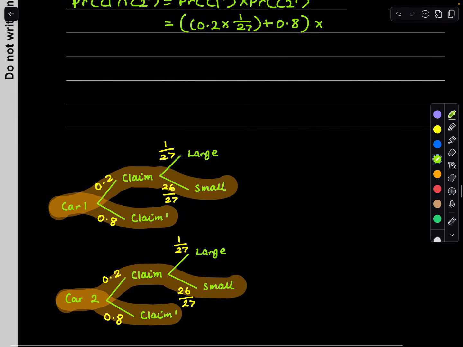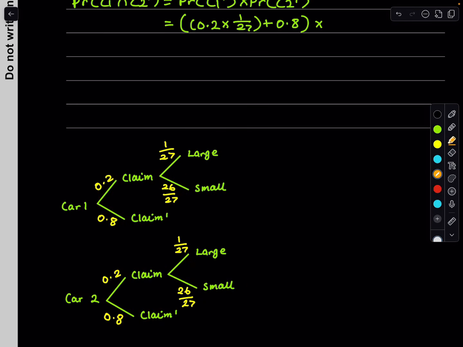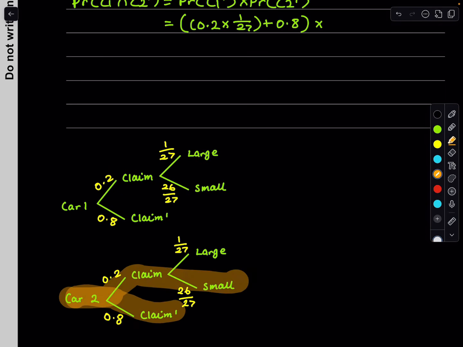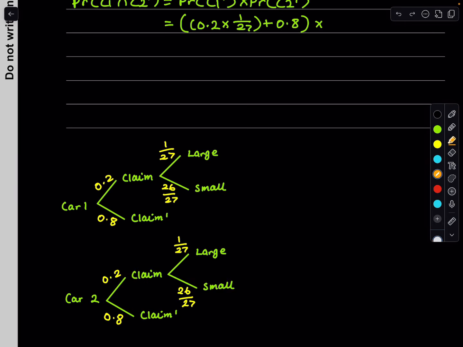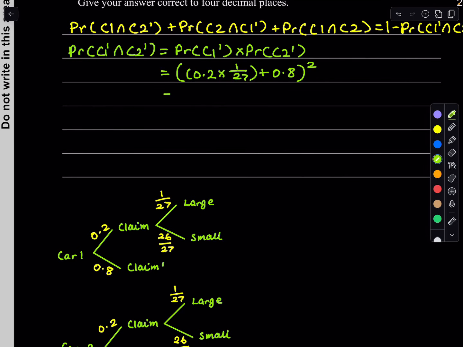And imagine doing it for car 2. It's the same thing. Car 2 can claim small, or it doesn't even claim. So it's just the same probability. Because it's the same probability, we can just square it. Square it, and that's what that would give me.